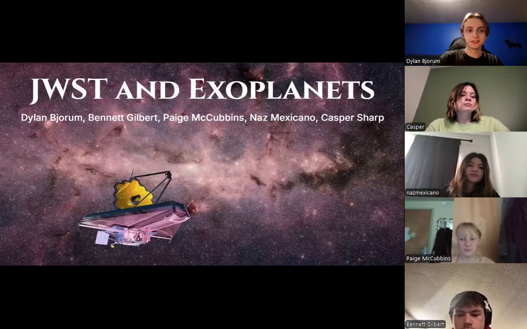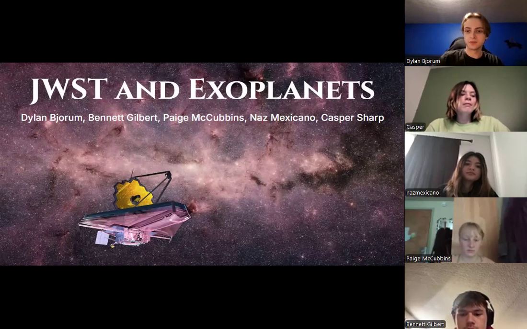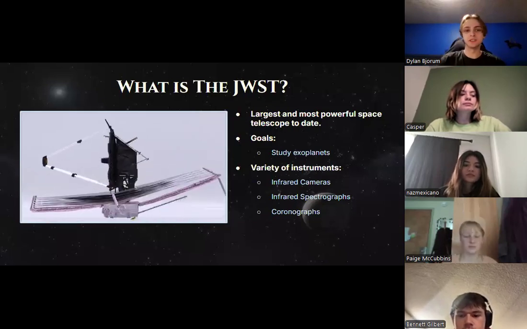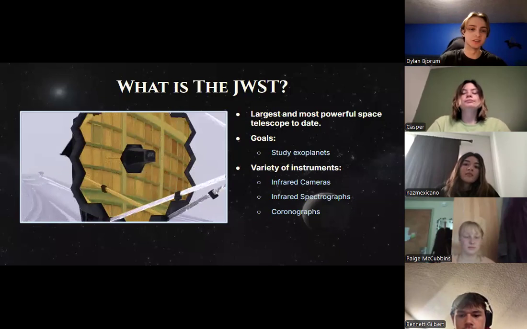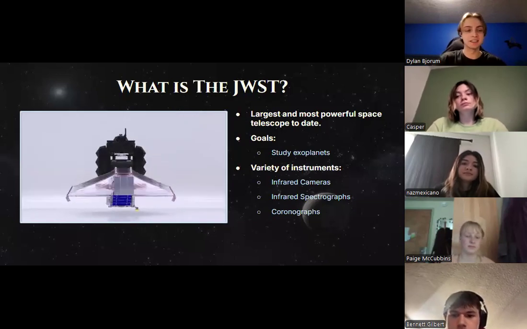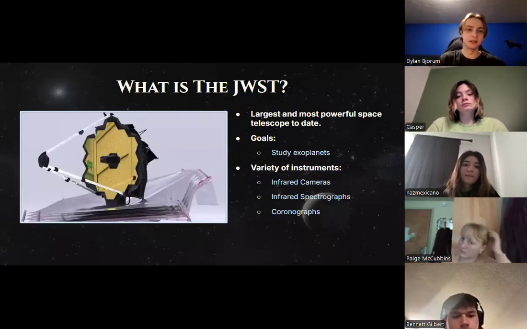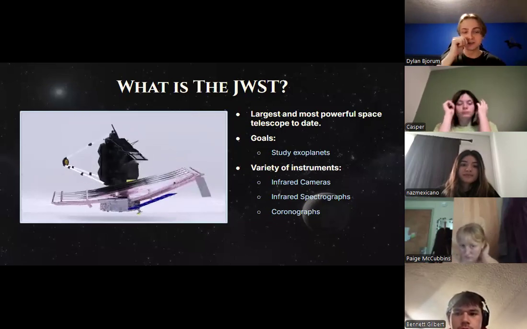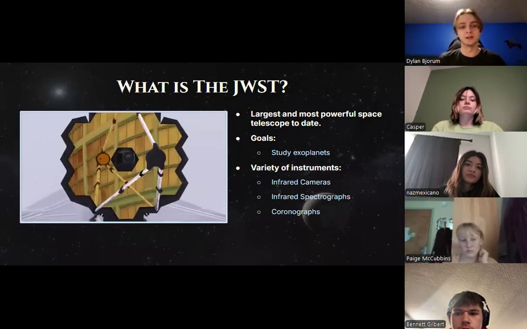All right, so our project is on the James Webb Space Telescope and its effects on exoplanets. So first, the James Webb Space Telescope is NASA's most recent and most powerful telescope that has been launched into orbit around our sun. It has giant 6.5 meter diameter gold mirrors, which allow it to collect more light than any telescope before it. And this allows astronomers to observe fainter and more distant objects.